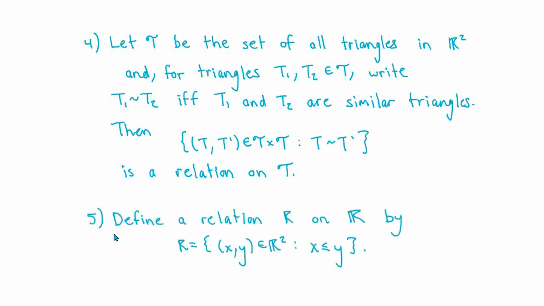For a fifth example, we could define a relation R on the set of real numbers by saying that two real numbers x and y are related to each other if and only if x is less than or equal to y. I hope that you're seeing from these examples that a relation is just a way of indicating a relationship between two elements of a given set. But the notion of how exactly that relationship is defined is very flexible.